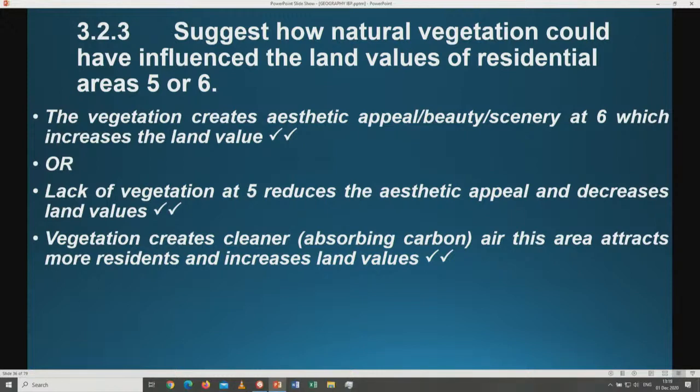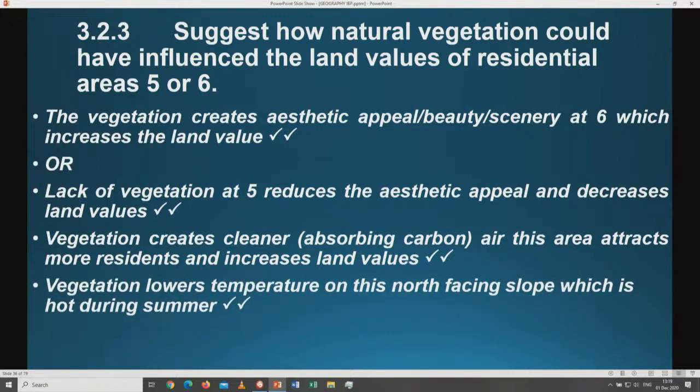plant more vegetation is one of the solutions, meaning that it is very important that we understand that vegetation is important for urban areas. And also vegetation lowers the temperature, as I was saying. The vegetation will lower temperature. And the fact that this slope is a north-facing slope means that it will be hotter in summer. So the vegetation helps to regulate the temperature there and lower it down.